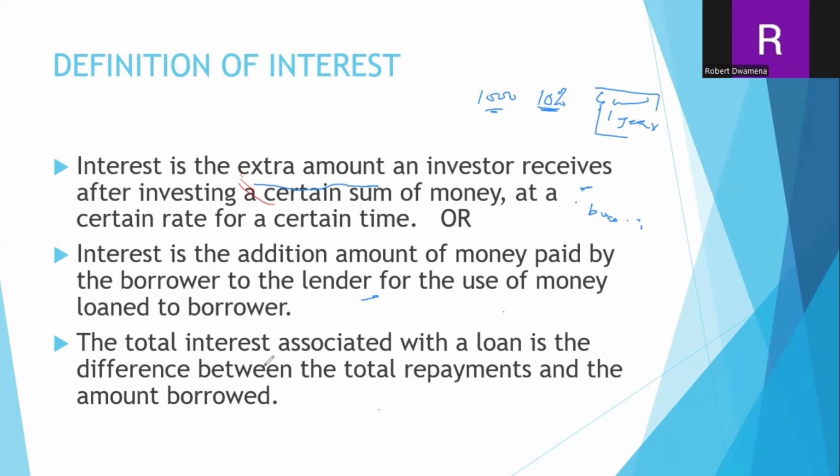Okay, so the total interest associated with a loan is the difference between the total repayment and the amount borrowed. So for instance, let's say you borrowed 2,000 Ghana cedis from a bank. So this is the amount that you borrowed. And at the end of 1 year, the total repayment was 2,500, meaning there was an interest of 500 Ghana cedis. So this 500 cedis, we got from the total repayment, which is the 2,500, minus the amount you borrowed, which is 2,000, which gives us 500. So this 500 is the interest on this 2,000 Ghana cedis.